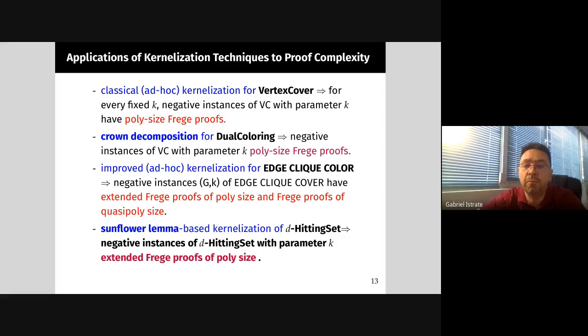And for edge clique cover, we have polynomial size extended Frege proofs and quasi-poly Frege proofs. And then there are other results which apply known techniques in kernelization, such as crown decomposition and sunflower lemma. And again, here we have to improve the kernelizations to make the length of the reduction chain logarithmic, because in kernelization that wasn't an issue. For us it is, and we're able to get polynomial size Frege proofs for dual coloring and extended Frege proofs of polynomial size for hitting set.